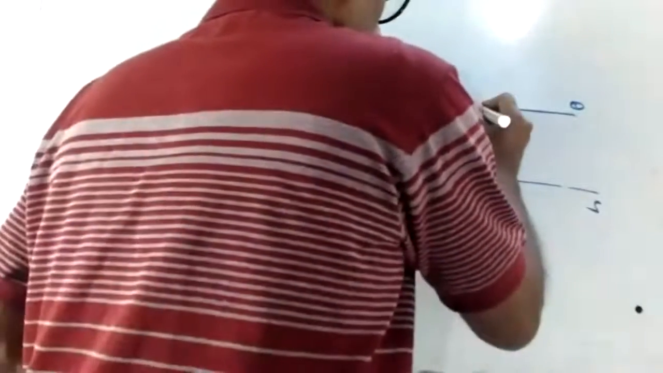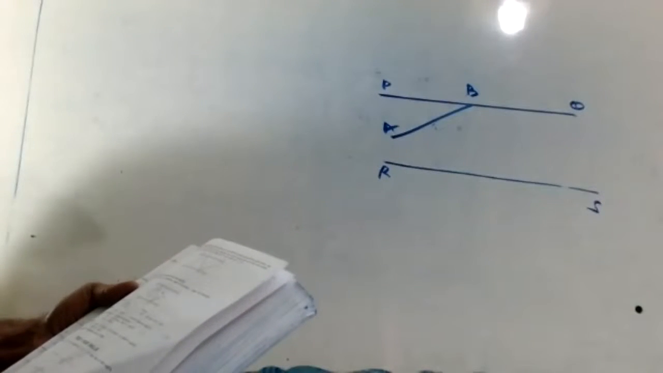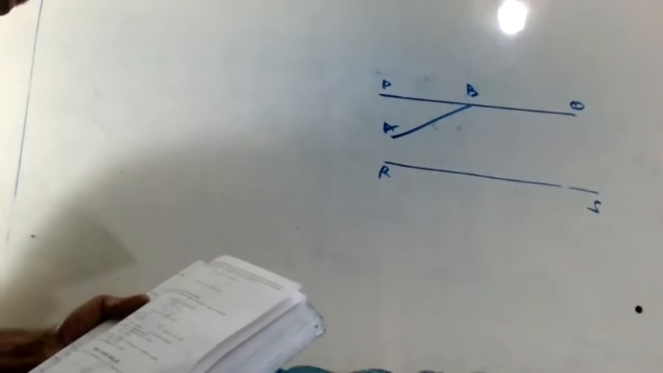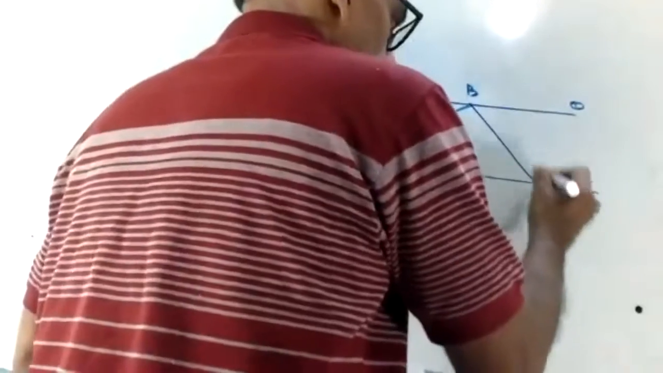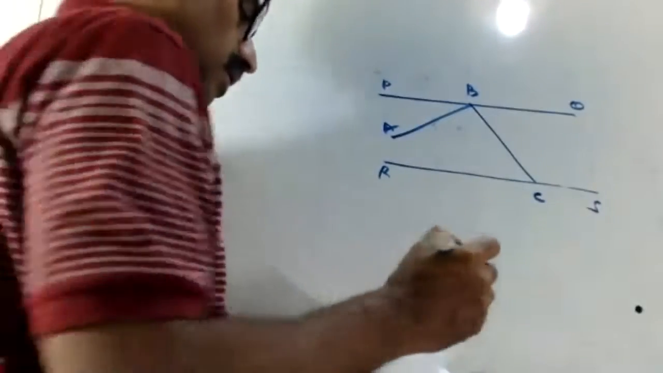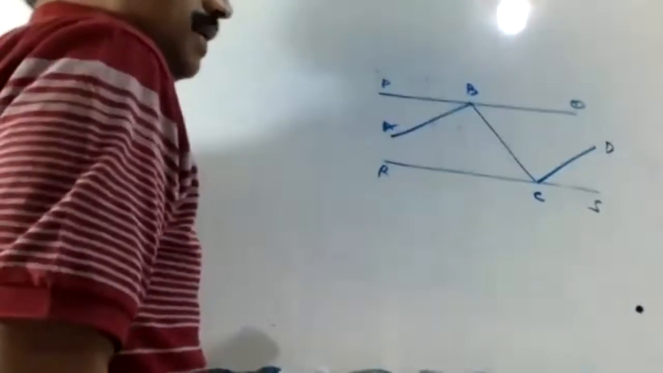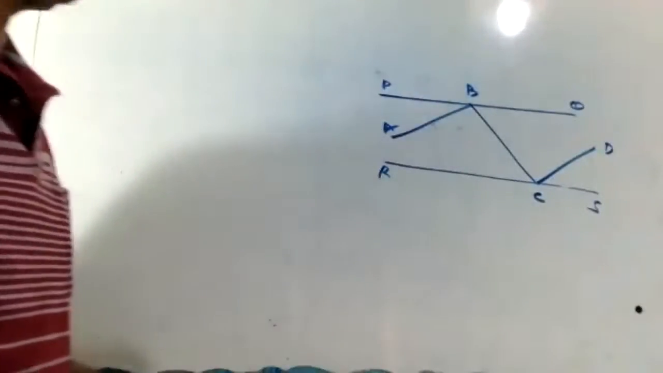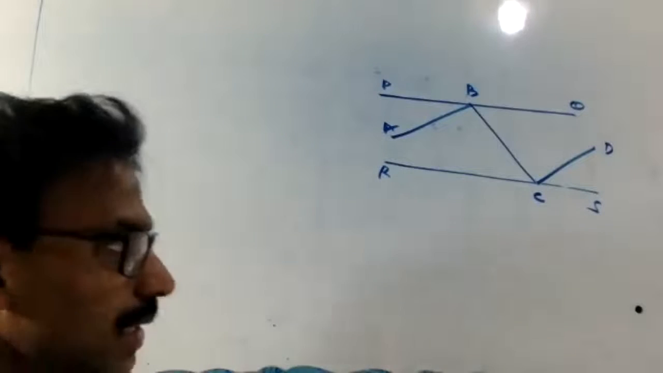An incident ray AB strikes the mirror PQ at B. Then the reflected ray moves to C. Then goes back to here, CD. This is the question. Show that AB parallel to CD. This is the figure. AB parallel to CD.